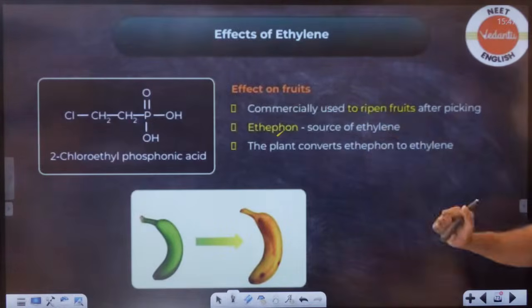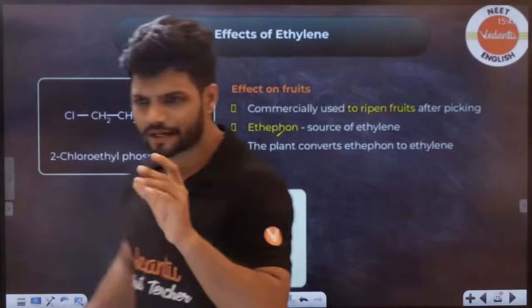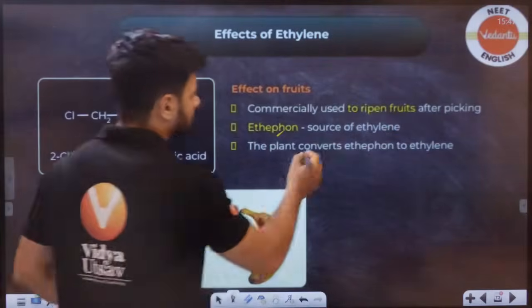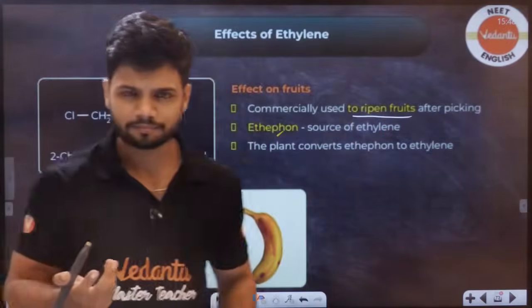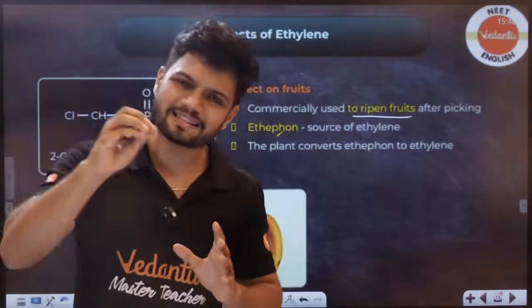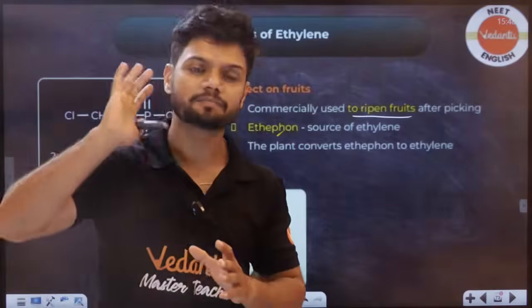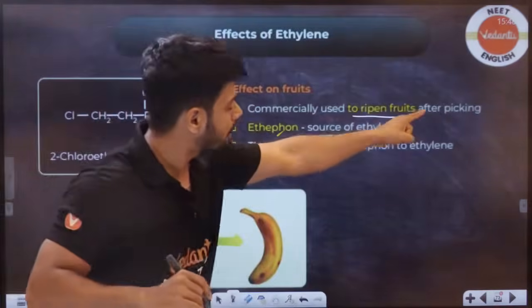Now what about fruit, students? Now you might have heard, right? Commercially they are used to ripen the fruits. If a fruit is not ripe, you have a raw fruit, you add ethylene gas, it becomes ripe. Okay, so ripen the fruit after picking.